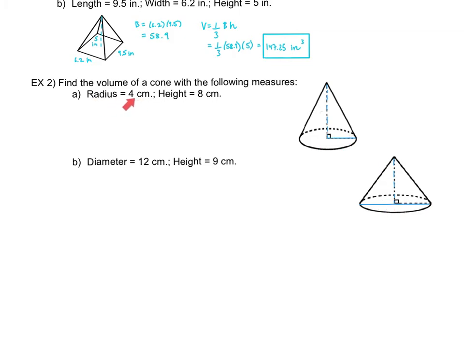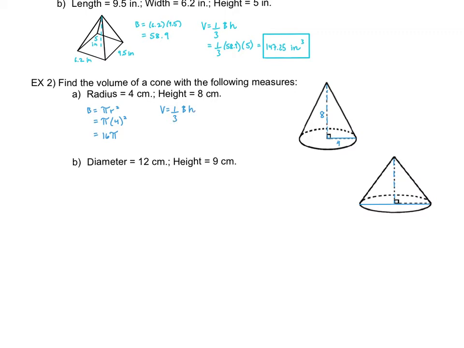So if we're given the radius of 4, I can label that on my picture here. If I've been given the height of 8, I can also label that on my picture. Now keep in mind, to find the area of our circle, to find B, that area, it's pi r squared. So I essentially have pi times 4 squared. So all in all, I have 16 pi. That's what I'm going to be substituting into my equation for volume.